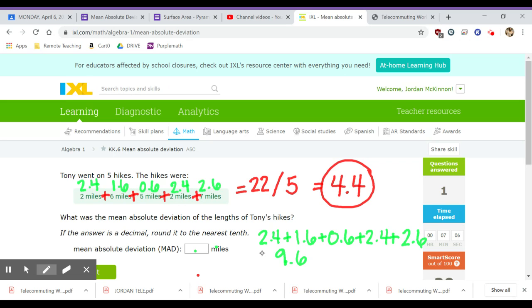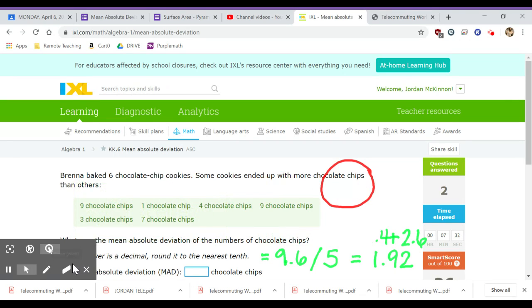9.6. And I'm going to divide it by 5. So I have 5 different numbers. And that's going to equal 1.92. And it only wants one decimal place. So my answer is just going to be 1.9.